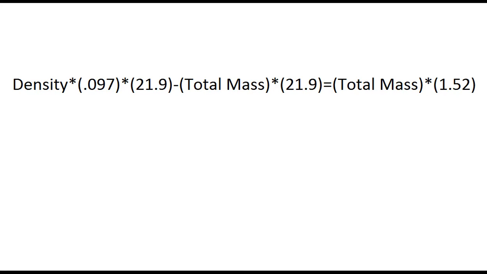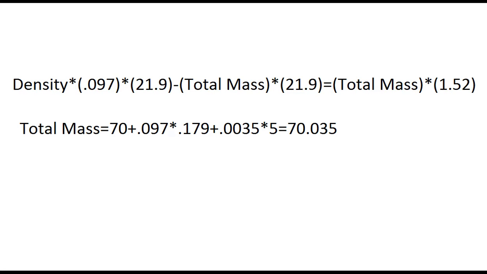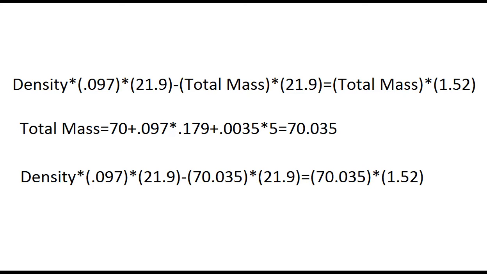Then we need to find our total mass. Using an average person around 70 kilograms, I find our total mass to be about 70.035 kilograms, times our gravity, which is 21.9 again, equals our total mass again, times the acceleration upwards that we found for the balloon, which is 1.52 meters per second squared. Solving for density, we found that the density of the air must be around 770 kilograms per meter cubed.